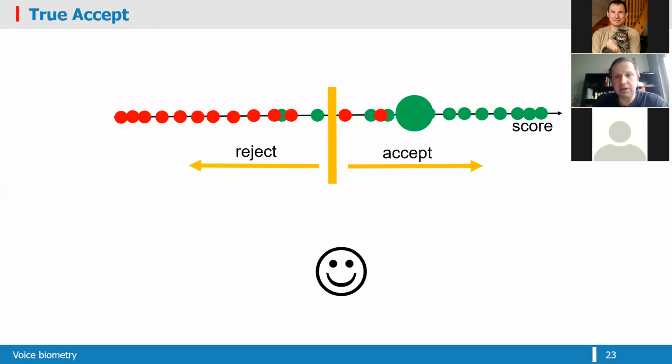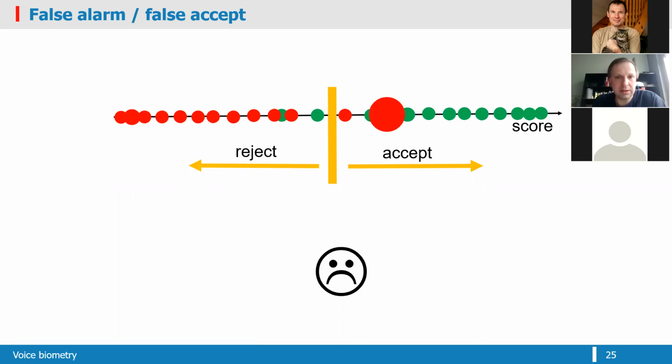I can demonstrate it. If the score is above the threshold and it should be the same speaker, it's correct, a green dot. If it shouldn't be the same speaker and it's below the threshold, it's a red dot, but we can get errors that are falsely accepted or falsely rejected, or missed.